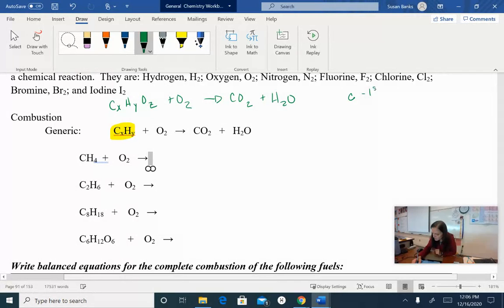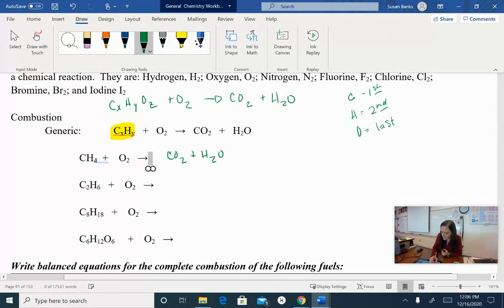Now, when we balance these equations, we want to look at the carbons first. So we're going to do carbons first. We're going to look at the hydrogens second, and we are going to save our oxygens for last. Okay? So, in every single one of these, I can write carbon dioxide and water as my products. Every single one.